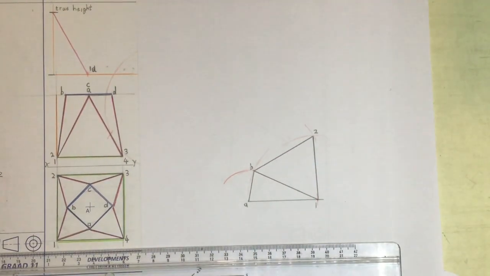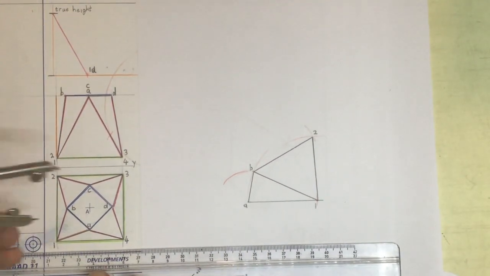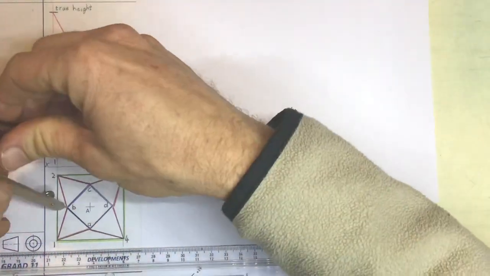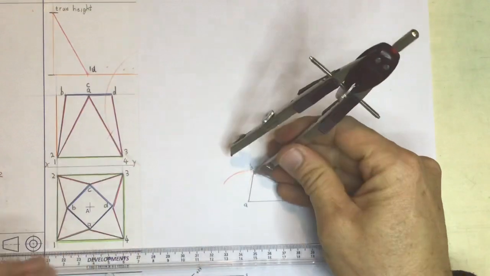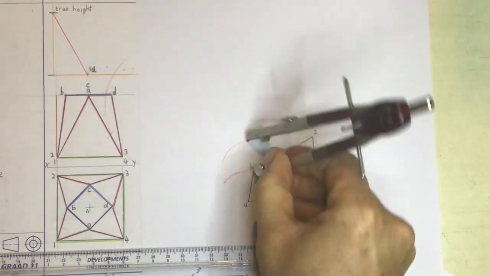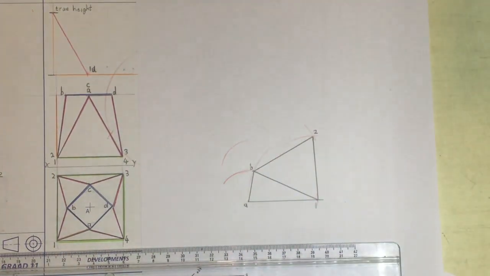Right, do I have a true length distance from B to C? Definitely I do in my top view. It's parallel over there, therefore true length over there, B to C. Draw a nice little arc over there, don't be shy with those.